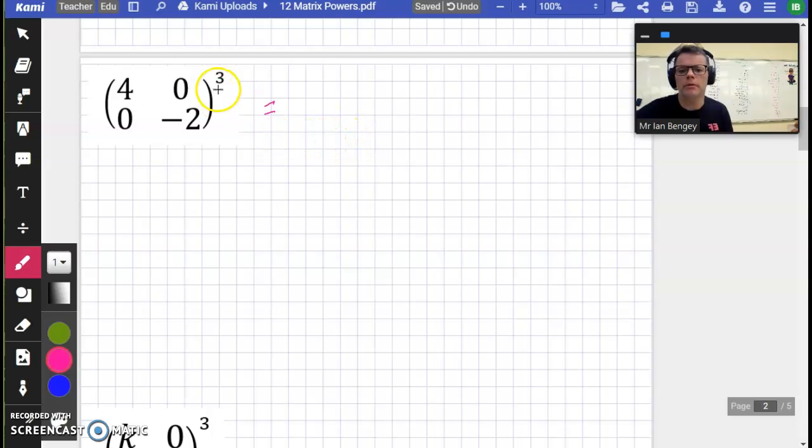Now it's a matrix cubed. Let's see where we go with this. Well, first of all, we've got to square the matrix. So we've got this going on here.